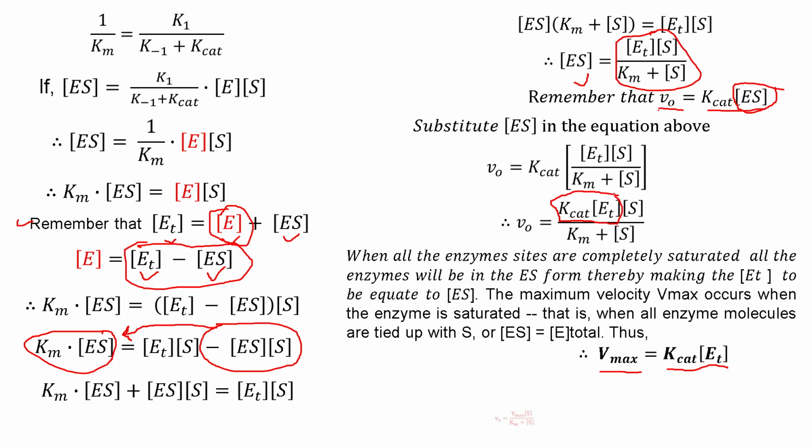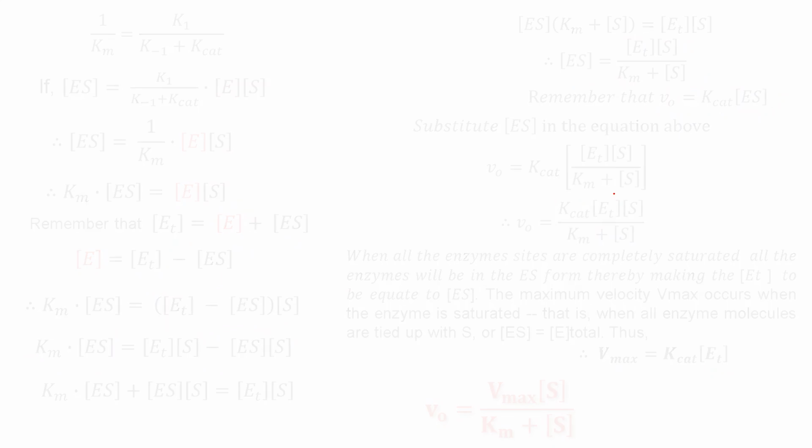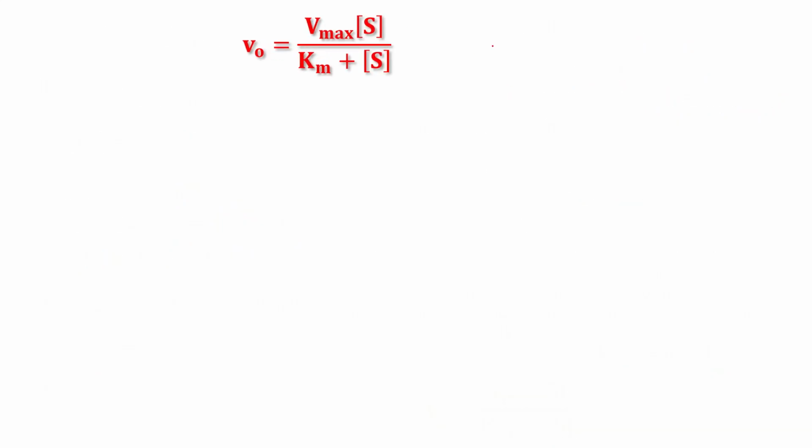And when we do that, we have that V0 is equal to Vmax multiplied by S all over Km plus S. This is the Michaelis-Menten equation. And like I said, you cannot do anything in kinetics without knowing this equation.